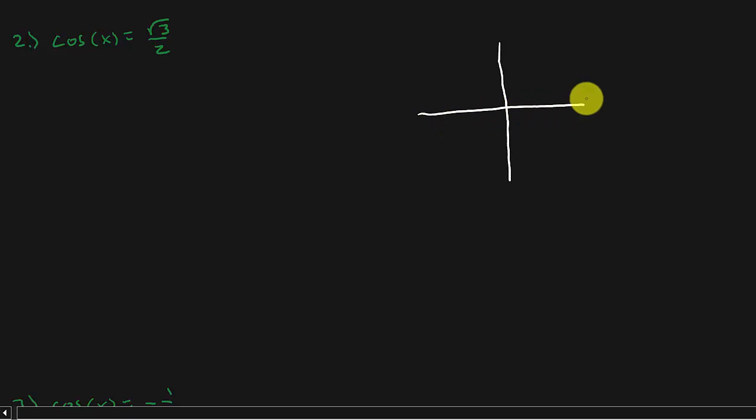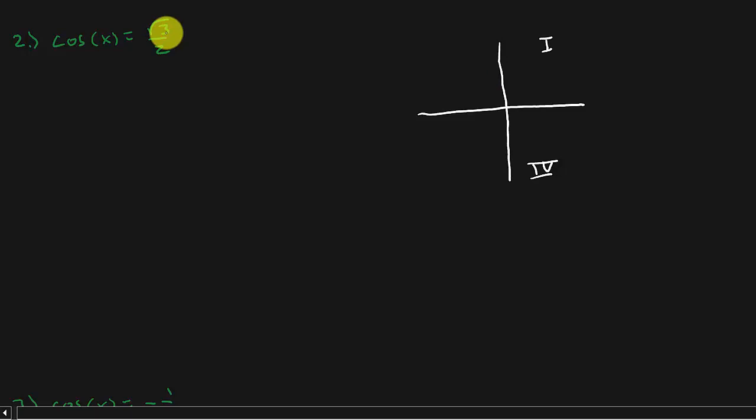So cosine equals positive. So where is cosine positive? It's positive in the first quadrant and the fourth quadrant, right? All right. So our solutions are going to be in the first quadrant. Well, the cosine of what is square root of 3 over 2?